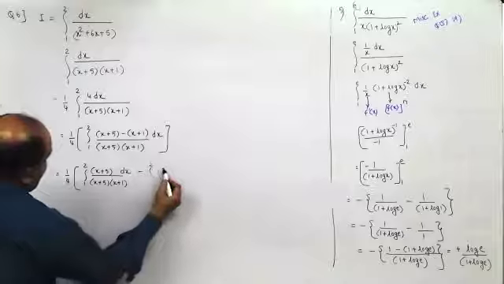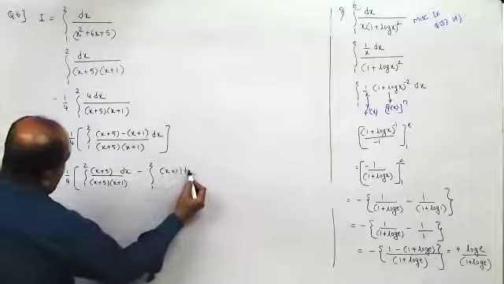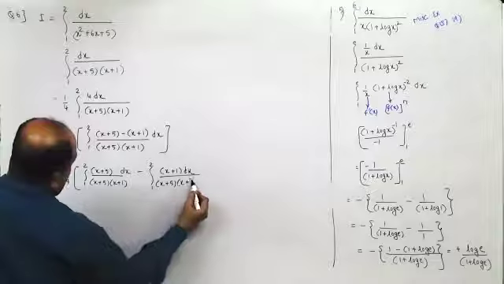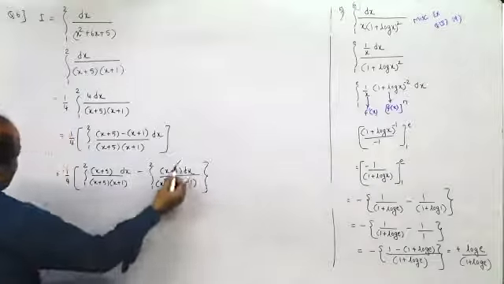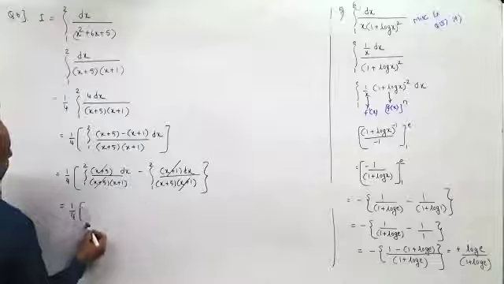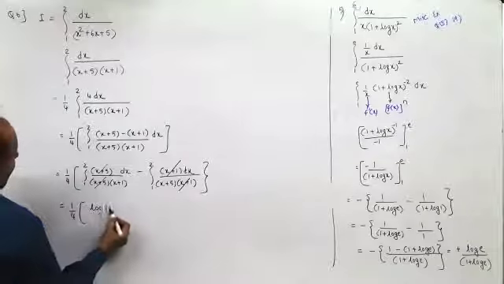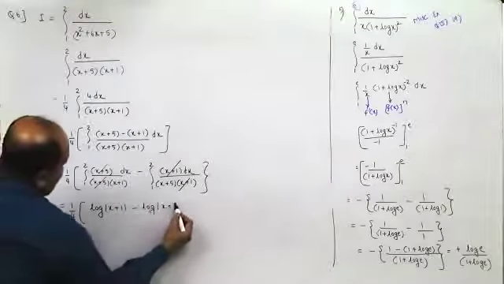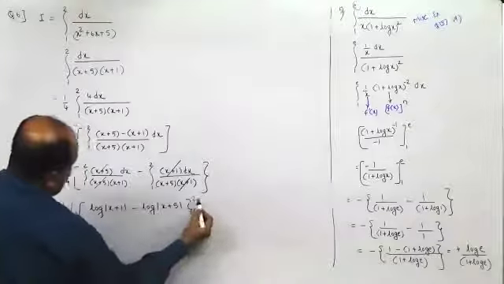This would be 1 by 2, x plus 1 upon x plus 5 into x plus 1. This and this get cancelled. This and this get cancelled. What is the integral of 1 upon x plus 1? It is log of x plus 1. And this is minus log of x plus 5. And it is between 1 and 2.